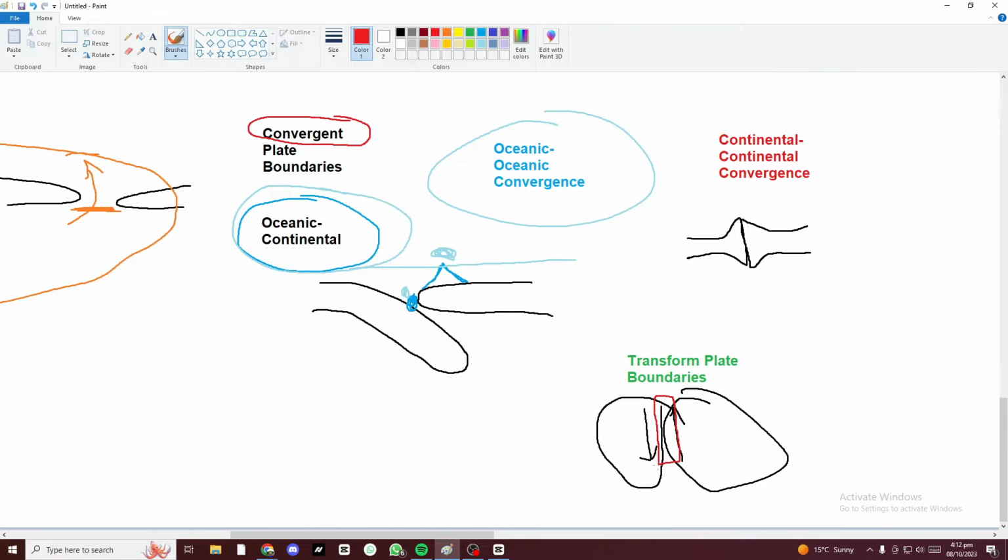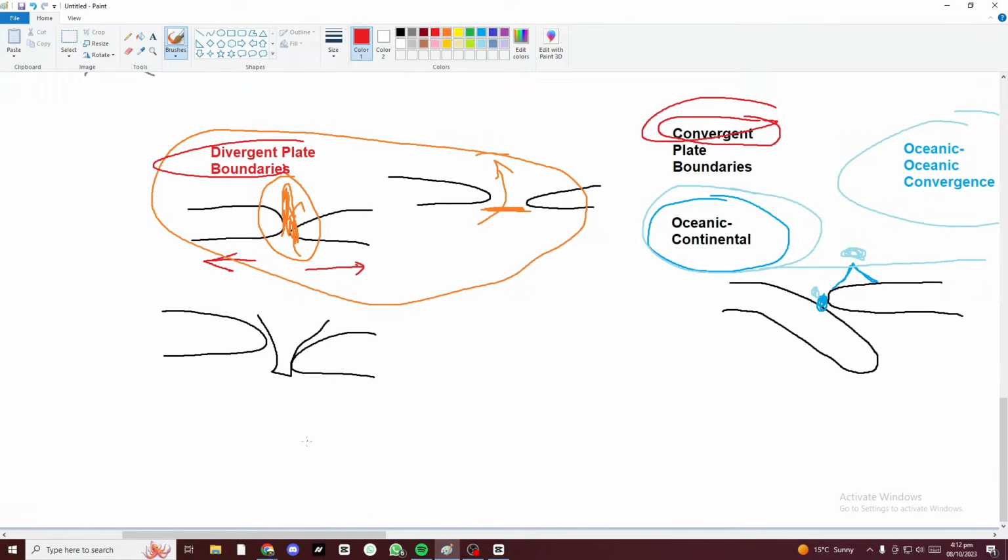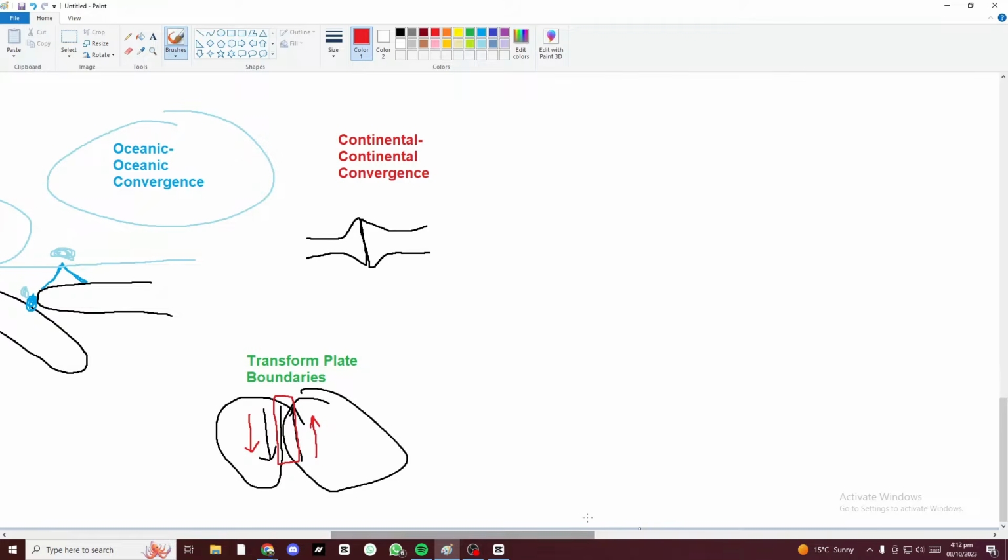And they create earthquakes because while they are moving, they can get stuck, which causes a jolt, which causes an earthquake. And unlike the convergent and the divergent plate boundaries, there is no creation or destruction of the crust.